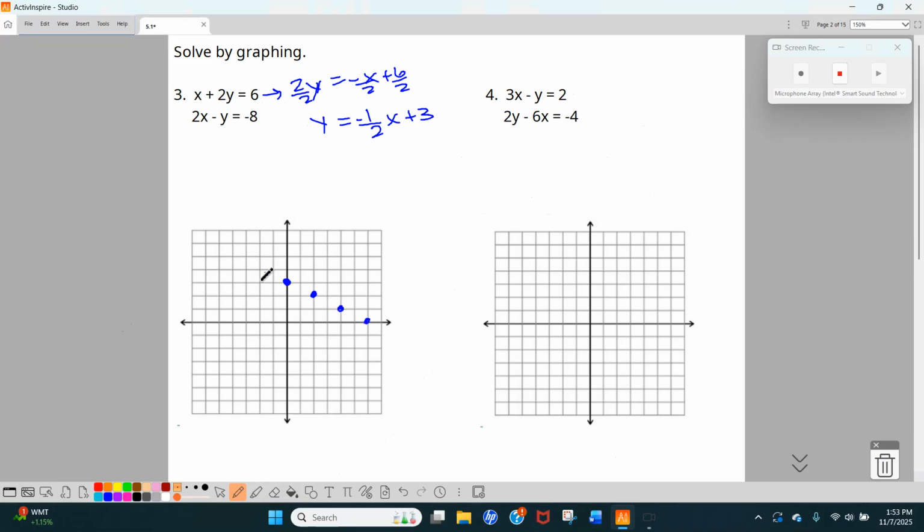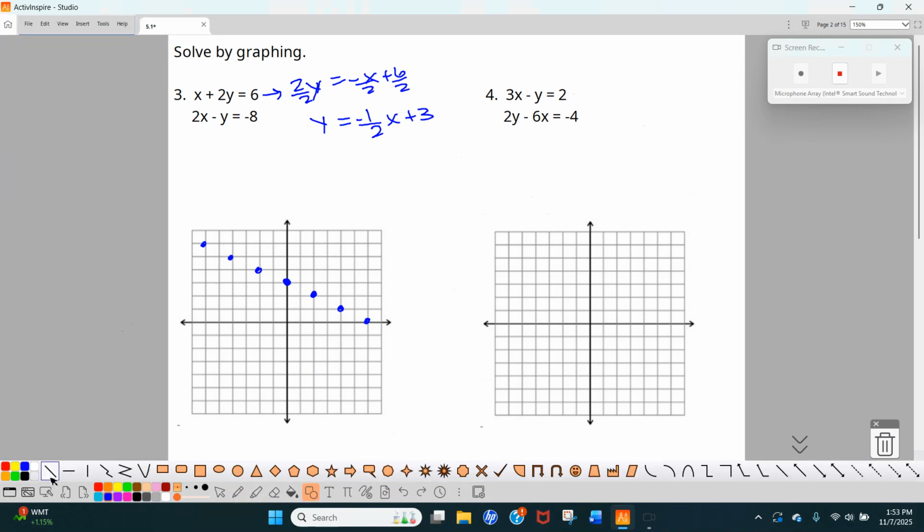I'm going to do lots of points, especially if you're trying to freehand a graph. But if you're using a straight edge or graphing in Math Excel or cheating like I am with a drawing tool, just 2 points would have been sufficient.